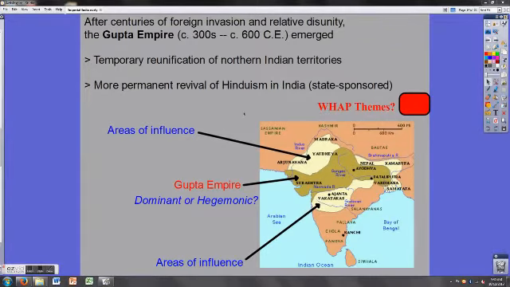So before we go on, if we're talking about state-sponsored religion, anytime where a political power gets involved in pushing any kind of religion, what themes are interacting here? Well, the state part, the politics part, that's got to be theme 3, right? And religion, as you guys should know by now, big part of theme 2.